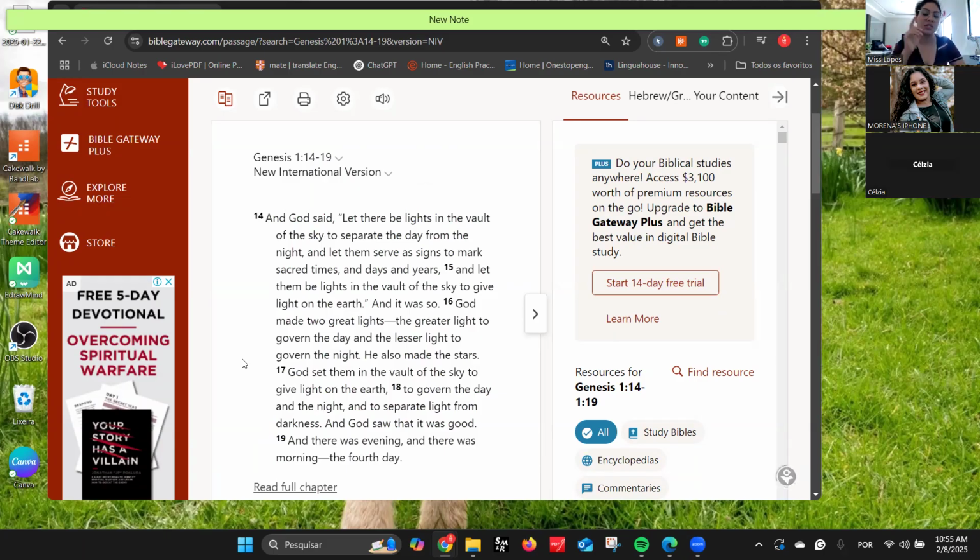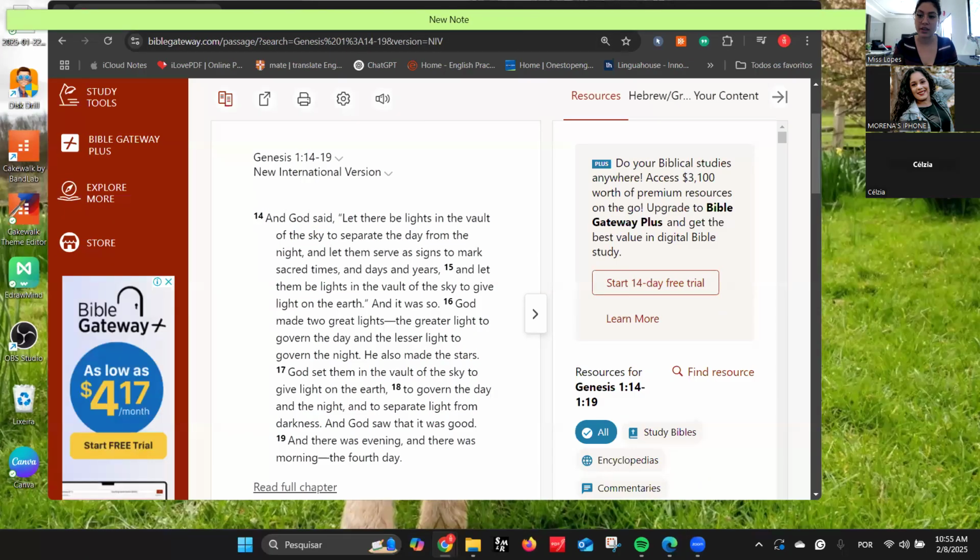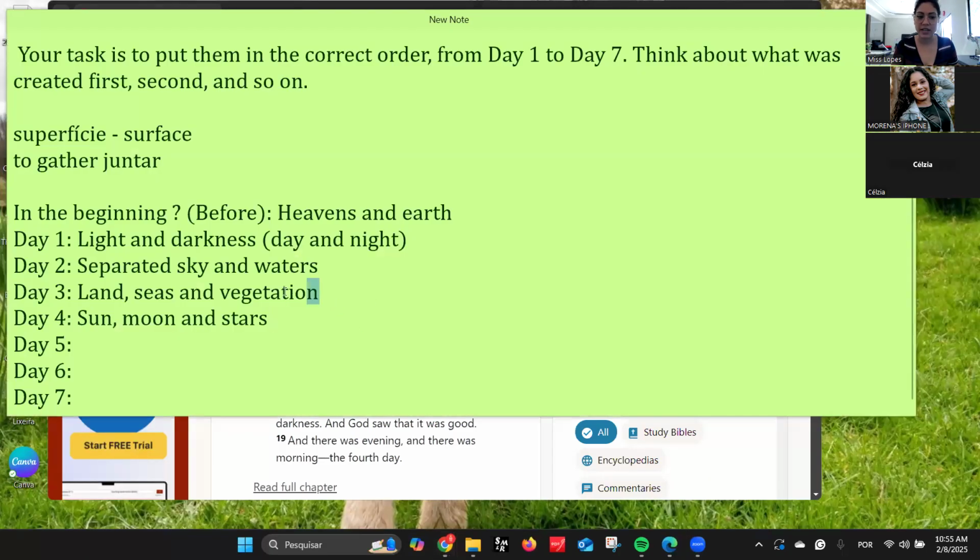And one thing, I'm going to confess to you that I was also confused. Only when I was preparing this lesson did I realize that God actually created the stars and the moon after. Because I was thinking, okay, God created the trees, and the trees need light to survive. So I only realized that the moon and the stars were created after, because the plants feed on light.